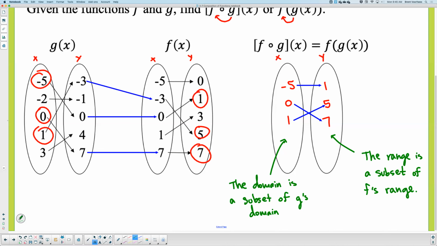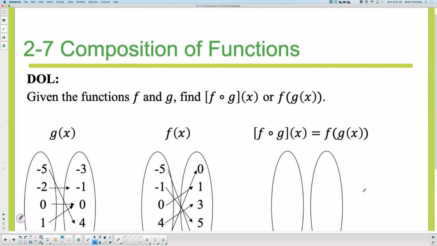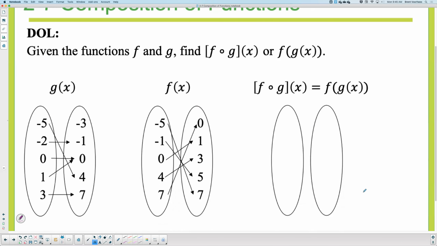Now, subset doesn't mean it's always going to lose numbers, but it does tell you that it won't gain any numbers. It could lose some, but it won't gain any other values that are not in f's original range. Okay, that's what it means by subset. I'll go ahead and highlight that. Subset is a key word to understand. With that, I have a DOL for you to try. I'll let you do this one.